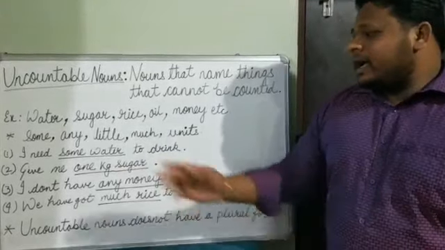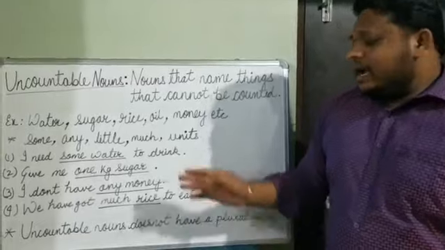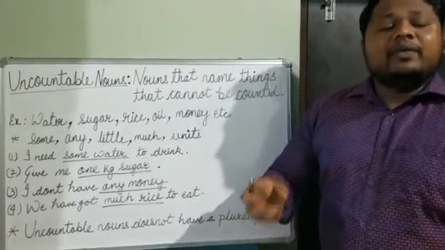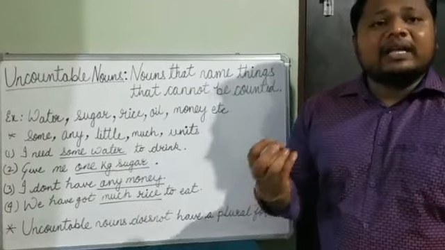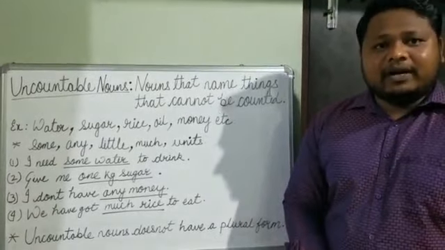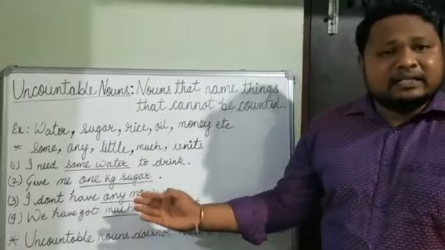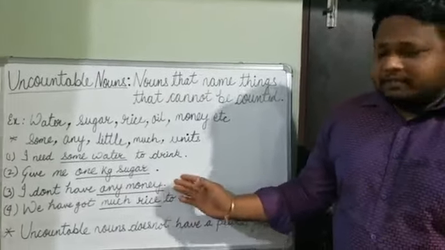Now example 3. I don't have any money. We never say, children, that I have 5 money or 10 money. We have got particular units to define money. We define money in units like rupees or paise. And when it comes to money, we can use any, some, little, these kinds of words to define money.